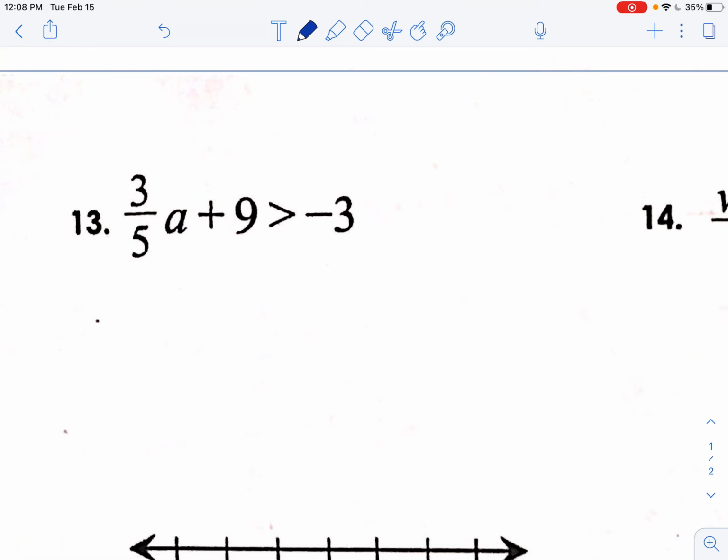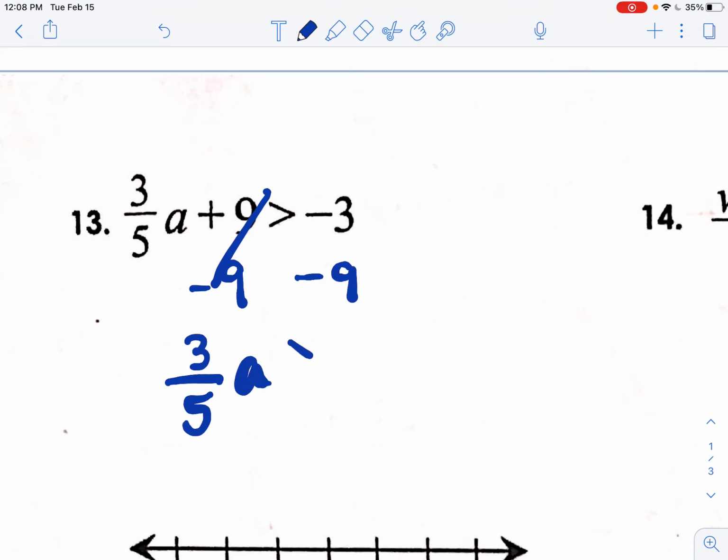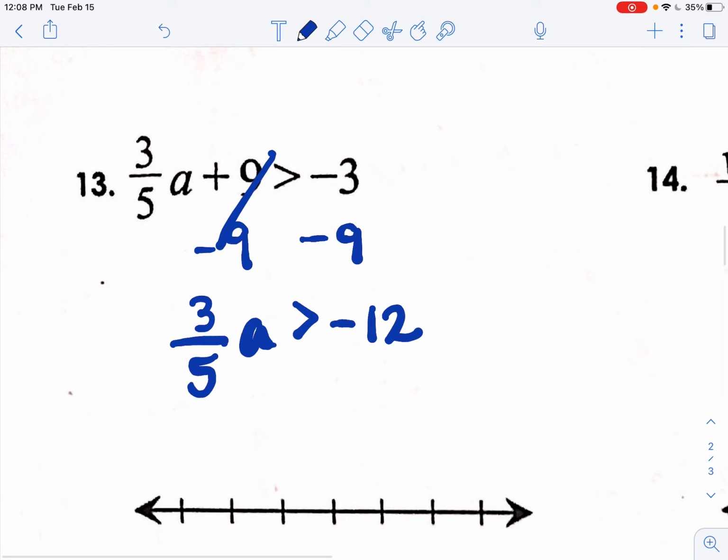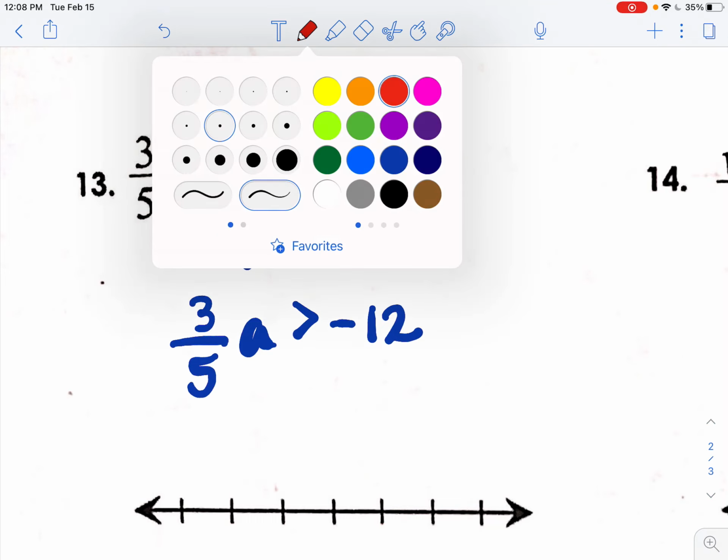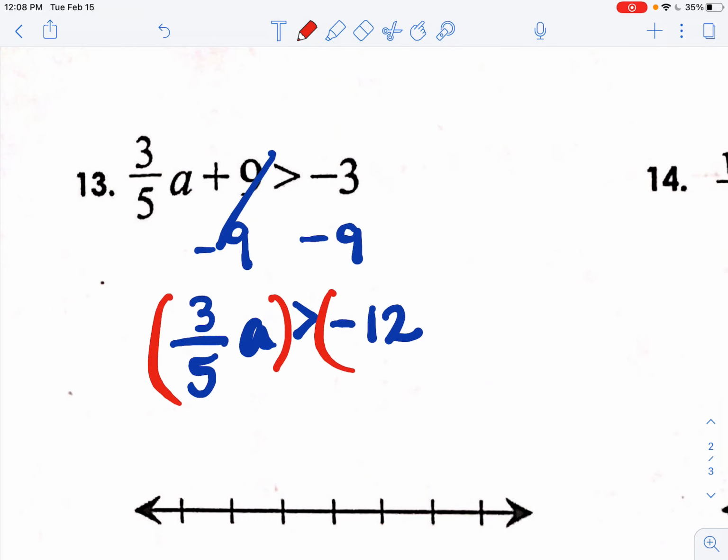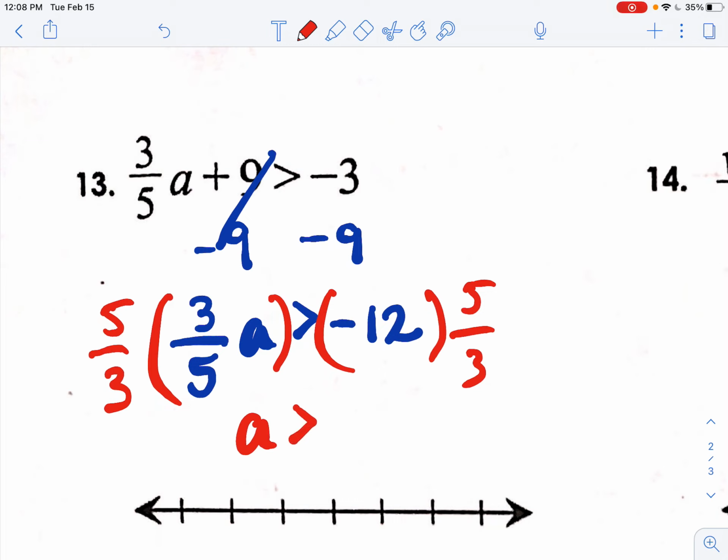13 is two steps. Subtract 9 from both sides. So 3/5 A is greater than -12. That's not a sign switch because that -9 is a subtraction step, not multiply or divide. Now it's time to multiply by the reciprocal. So both sides by 5/3. And A is greater than -20.